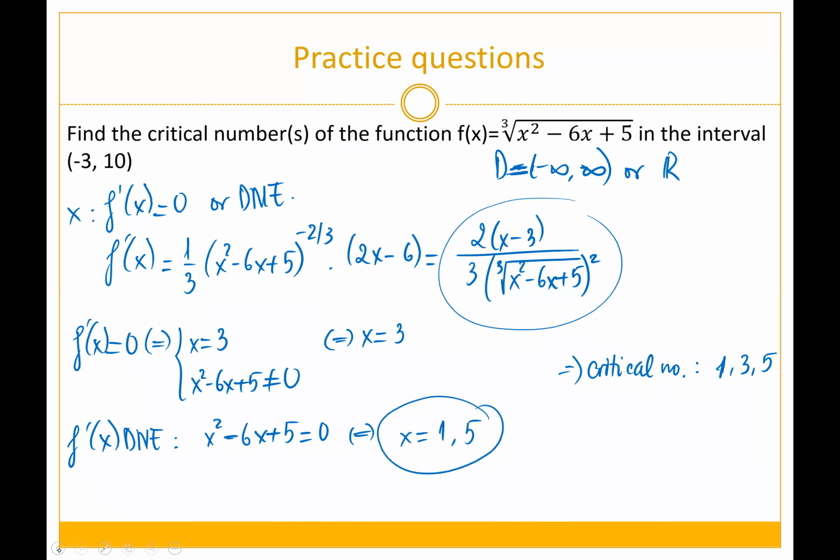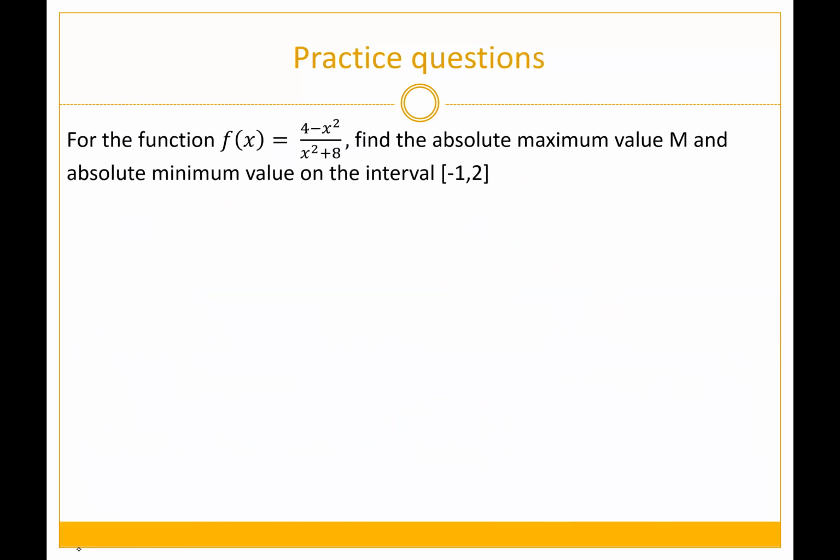Then we have this one. Given that function, you find the absolute max value and absolute minimum value. So this is where you're going to use the closed interval method. So you have f of x is equal to 4 minus x squared over x squared plus 8. The domain is R because the denominator is always bigger than 0, so you don't need to care about where the denominator is 0 to find the discontinuous point.